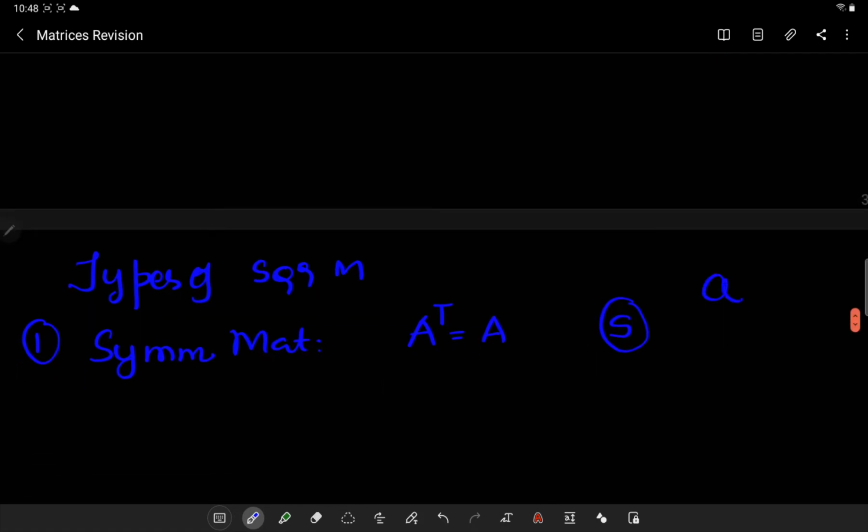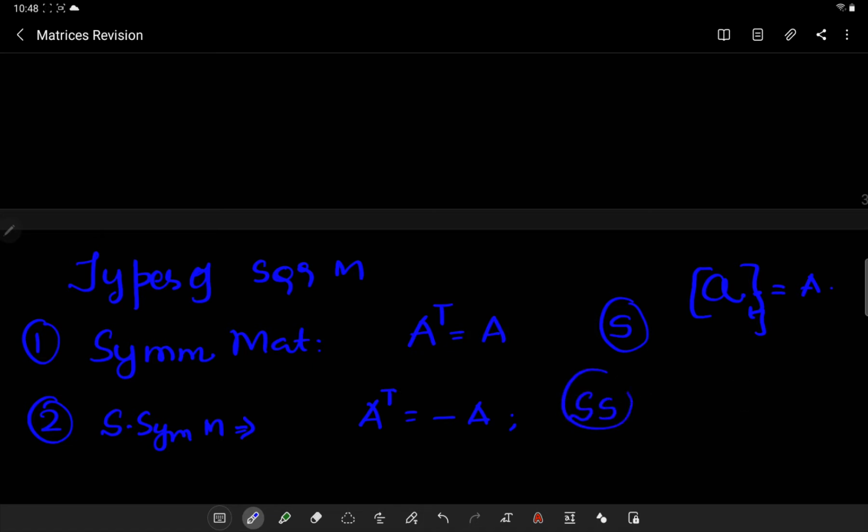Now here A is simply having elements of order ij. Now, what is a skew symmetric matrix? A matrix in which A transpose is equal to minus A is called a skew symmetric matrix. Also remember, for a skew symmetric matrix, all the elements corresponding to Aii will be 0.